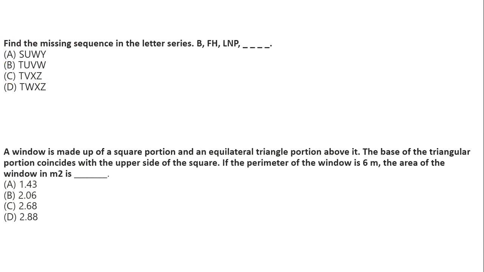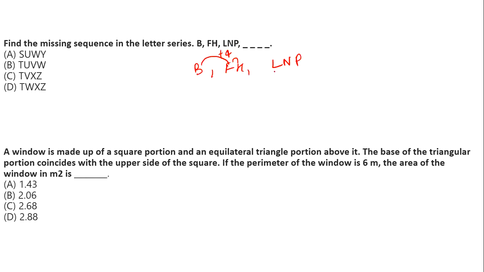So here's your first question. The question says, find the missing sequence in the letter series B, FH, LNP. So here we have B, then FH, then LNP, right? See, if you add 4 to B, it is going to be F, right? And then after F, we have G. So they have removed the G, and after adding 1 to G, we will get H. So this is the thing.